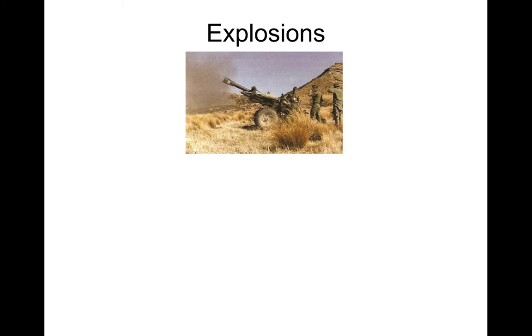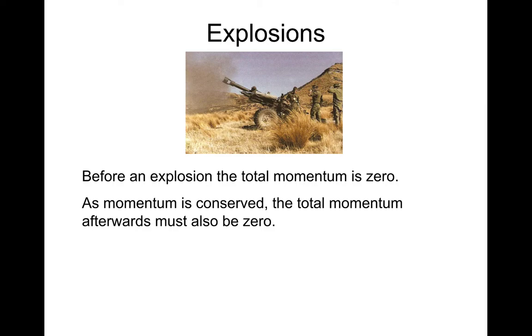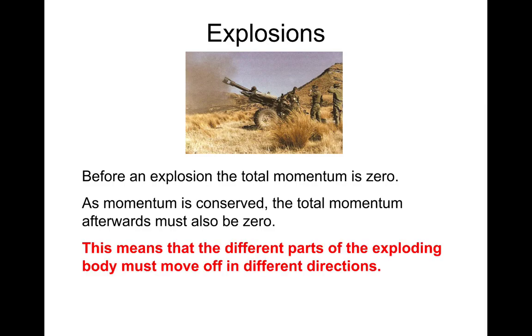So on this one, we're going to look at explosions. Before an explosion, the total momentum is 0. And as the momentum is conserved, the total momentum afterwards must also be 0. This means that the different parts of the exploding body must move in opposite directions. As you can see with this gun, it looks like an artillery piece. The shell would fire out in this direction and have momentum, which could be anything. It could be plus 1,000. And then the artillery will move back in the opposite direction with a momentum of minus 1,000. But as you can see, plus 1,000 minus 1,000 is equal to 0, as it was before.